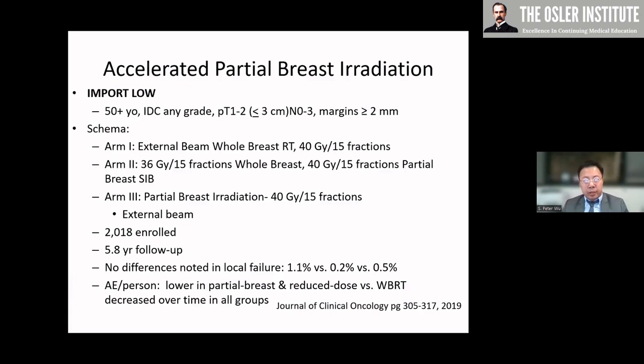Instead of treating the whole breast, you just treat with mini tangents, 36 gray or 40 gray with mini tangents, lowering the top or raising the inferior border of the tangent fields to treat a smaller portion of the breast.